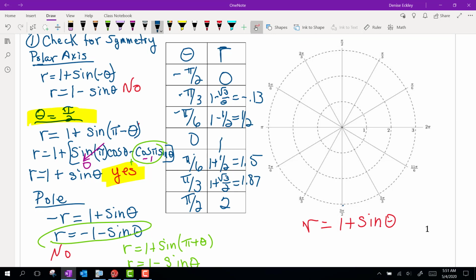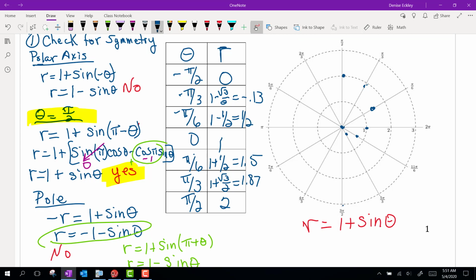So what we're going to do is we're going to start at negative pi over 2, and we're going to plot the points, and then we're going to trace them in that order. So at negative pi over 2, I'm at 0. At negative pi over 3, I'm at negative 0.13, so I'm like right there. And then at negative pi over 6, I'm at a half. And then at 0, I'm at 1. And then at pi over 6, I'm at 1.5. Pi over 3 at 1.87. And finally, at pi over 2, I'm at 2.